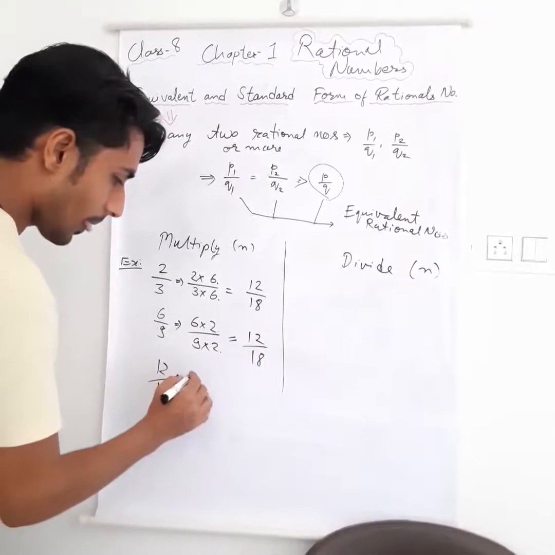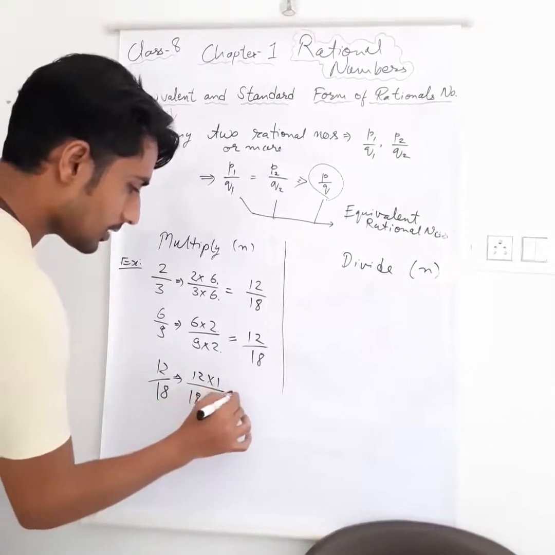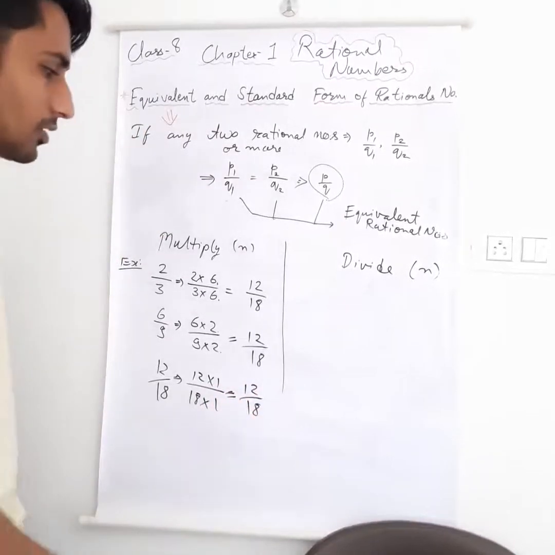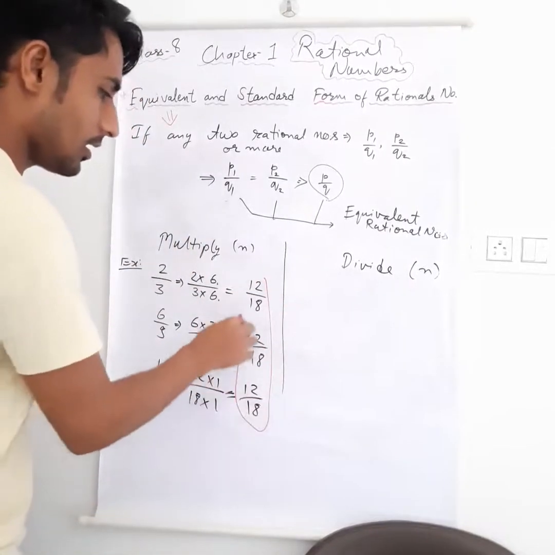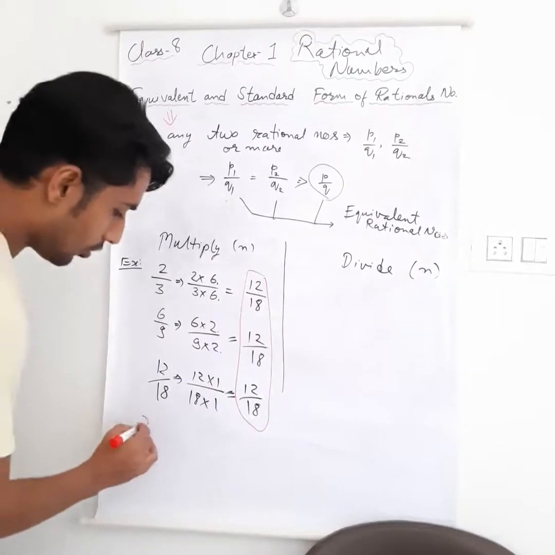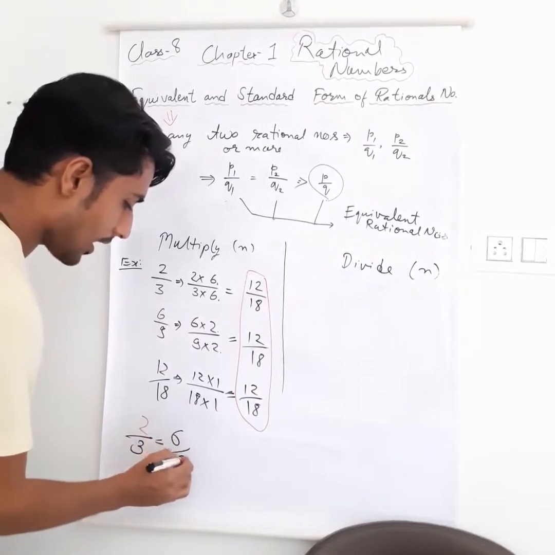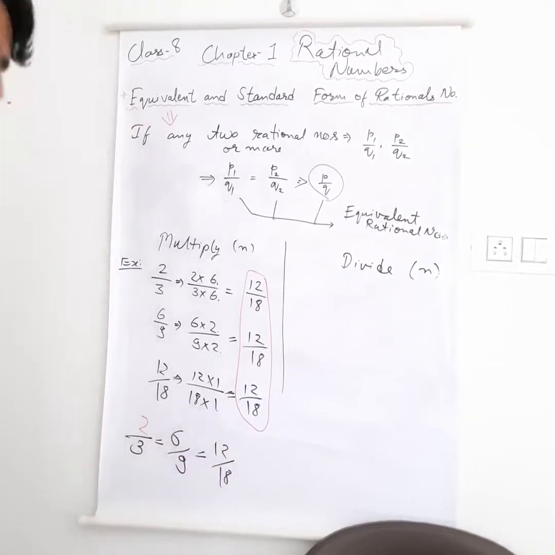Also here, 12 into 1, 18 into 1, this gives us the same result. So these three are the same, and we can say that 2 by 3 is equal to 6 by 9 is equal to 12 by 18. So these are equivalent rational numbers.